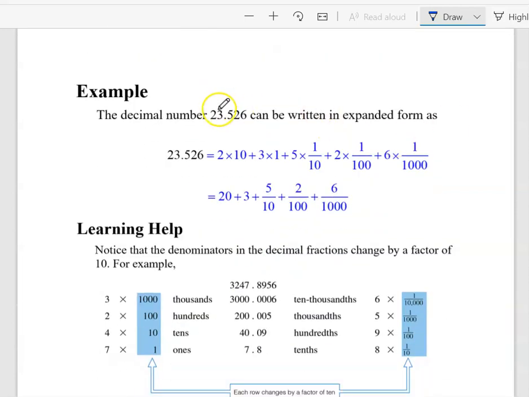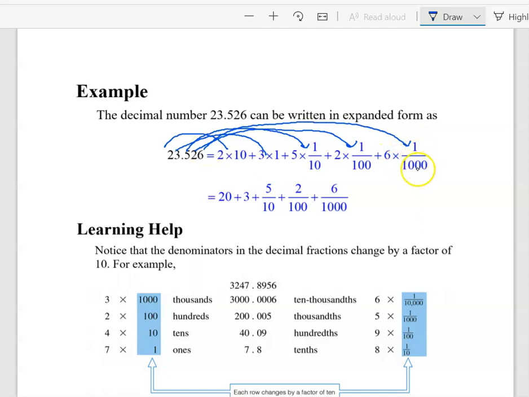The decimal number 23 and 526 thousandths can be written in expanded form. So we've got 2 times 10, 3 times 1. This is the "and." 5 is in the tenths place, so 5 times 1/10. 2 is in the hundredths place, so 2 times 1/100. 6 is in the thousandths place, so 6 times 1/1,000. And we could simplify that by writing it like this, multiplying each one of those steps out.